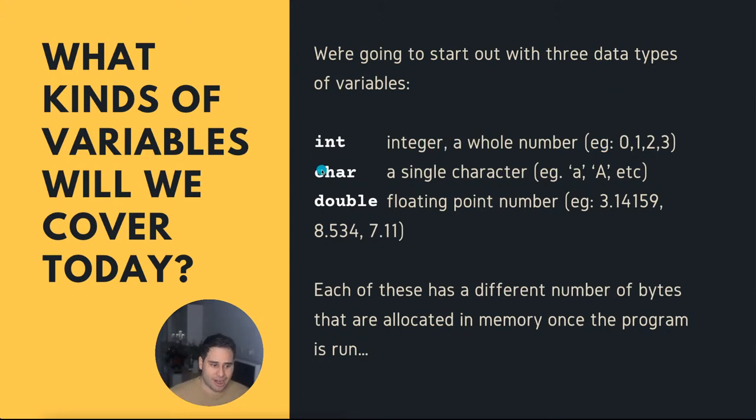Another type is a character, or a char. This is used to store a single character, like the letter a or the letter capital A. And finally, we'll talk about a double today, which is what we can use to store a floating point number. So for example, this is storing the value pi, 3.14, etc. We can't store this number in an integer, so we can create something called a double.